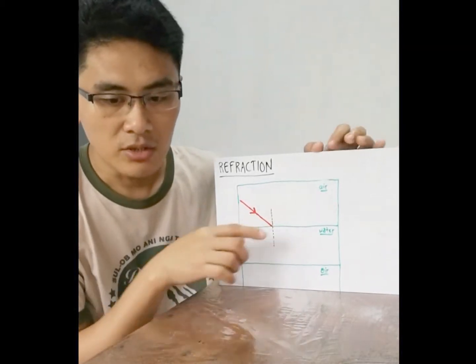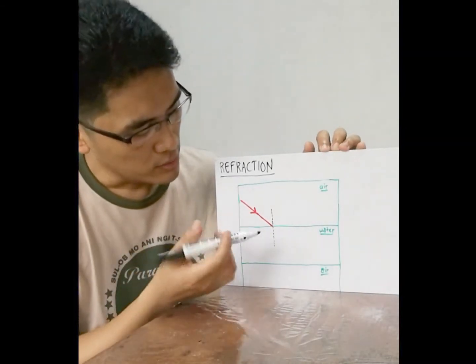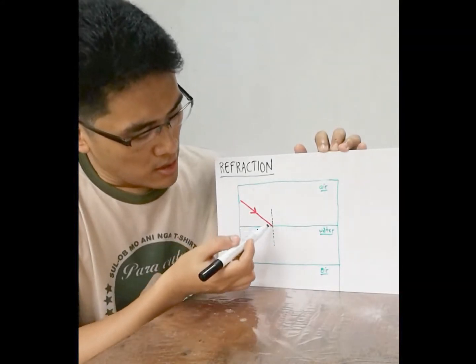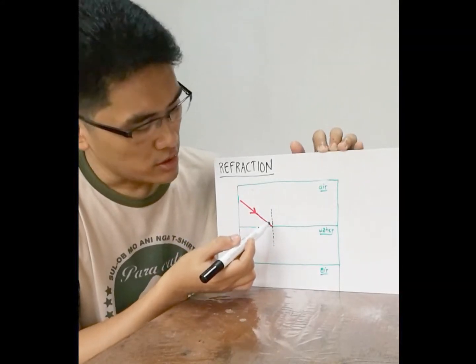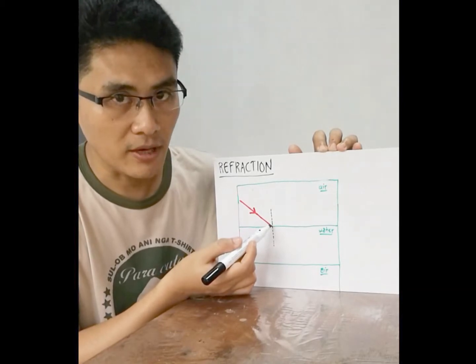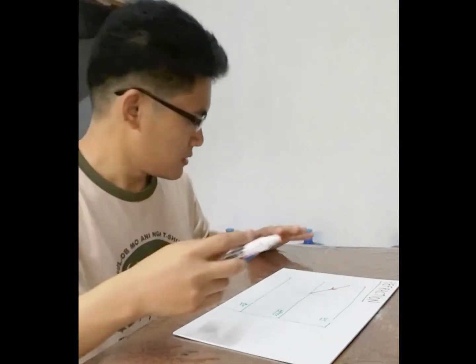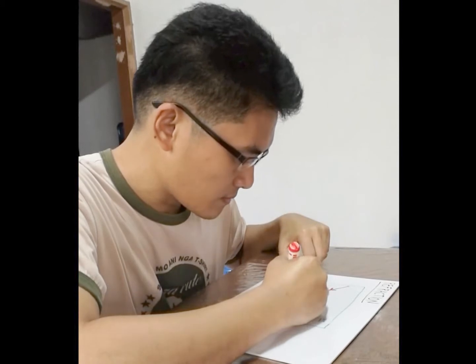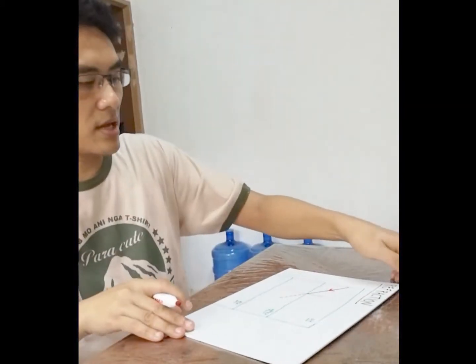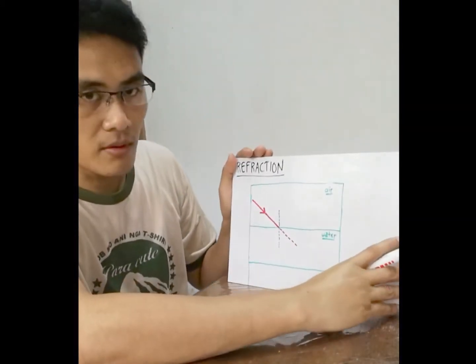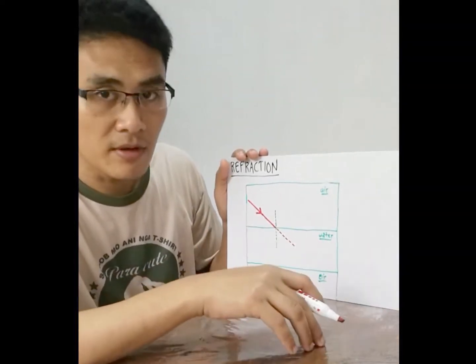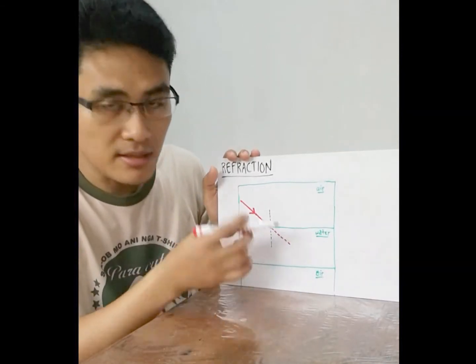media. So what happens is we can draw a normal line. Remember a normal line? At the point at which the light ray hits the boundary. Okay? And instead of the light ray going straight, like this, instead of the light ray going straight, that does not happen. What happens is the light ray bends.